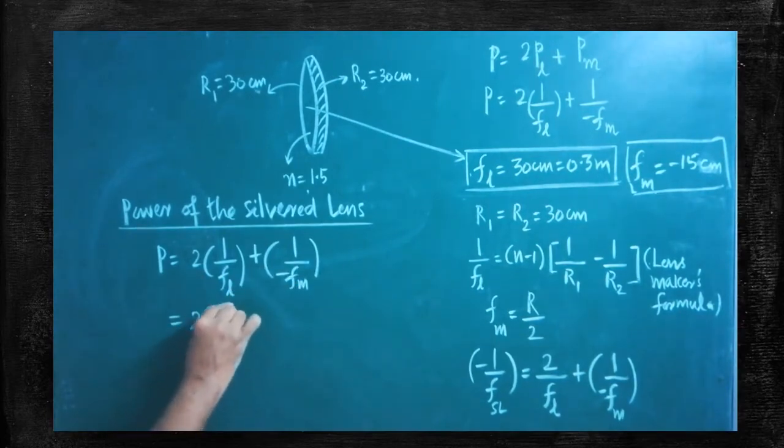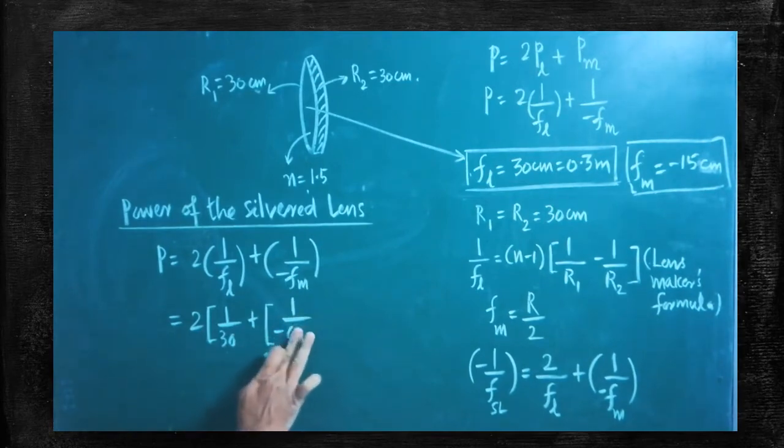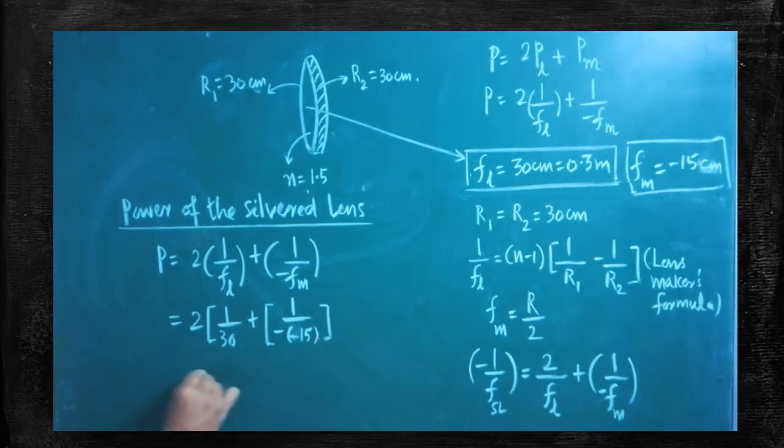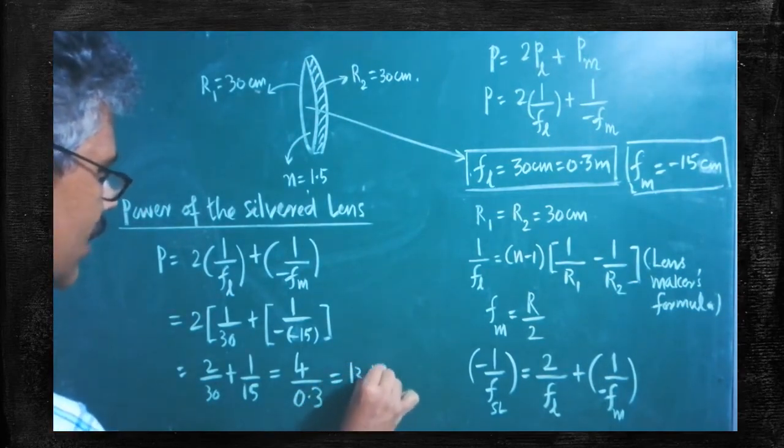Substitute now. In the bracket you can substitute FL. FL is equal to 30 centimeter substituted, and then 1 divided by minus of FM, the value is how much? 15. That is also given in terms of minus. Are you clear? So 2 divided by 30 plus 1 divided by 15. Both are substituted. After simplification, the calculation must be done properly with the help of a calculator or with the help of your algebra knowledge. After that you will get 4 divided by 0.3. Okay, 4 divided by 0.3 you will get, that is equal to 13.13 diopter.